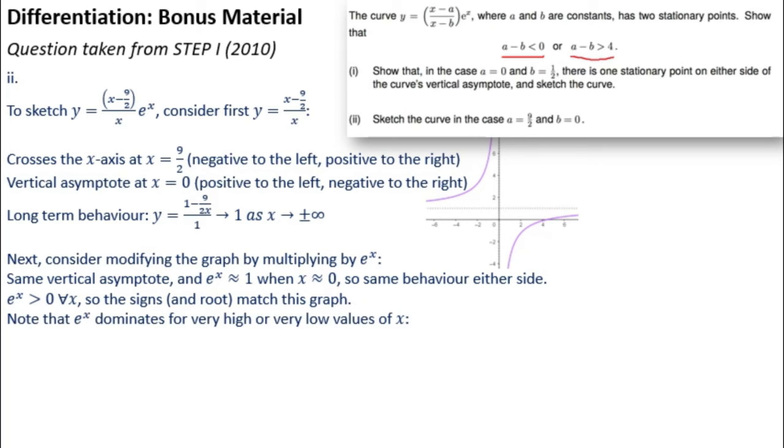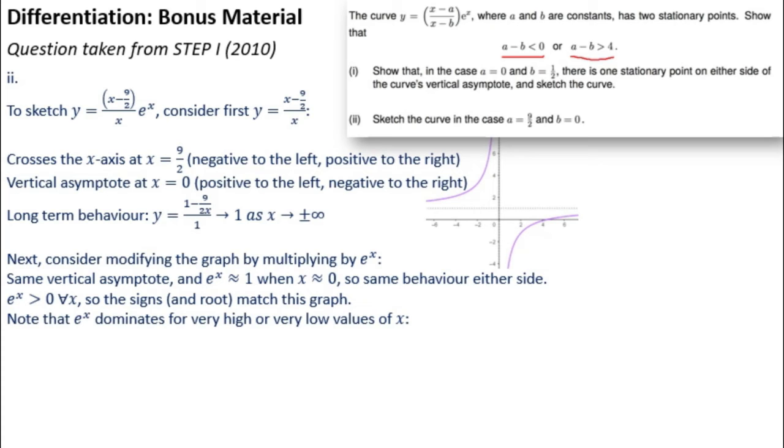The signs and the root match this graph, so we have the same 0, the same positive bits, the same negative bits, and we also know that e to the x dominates for very high or very low values of x, which is important here because as we move to the left, instead of approaching a value of 1, we approach a value of 1 multiplied by e to the power of a large negative number. So the 1 doesn't really determine where the curve ends up in the long run. What determines where it ends up is e to the power of x.